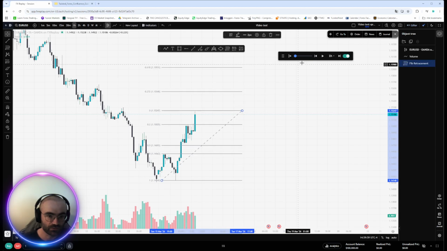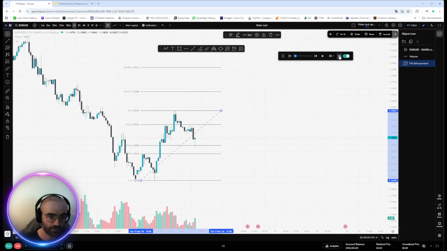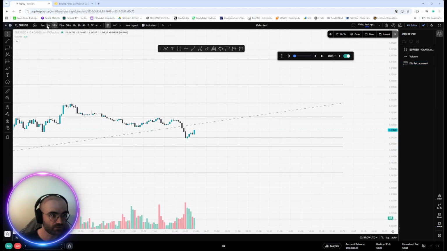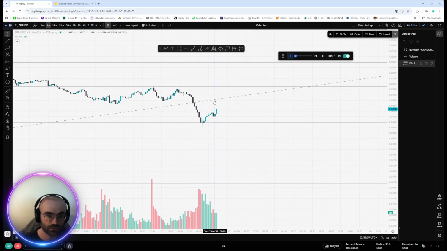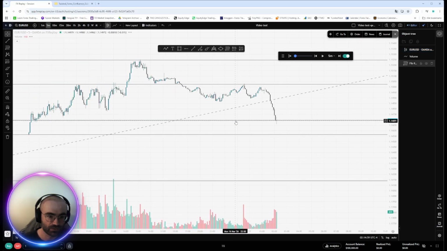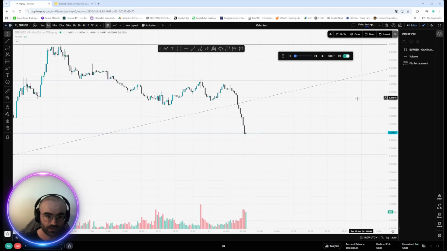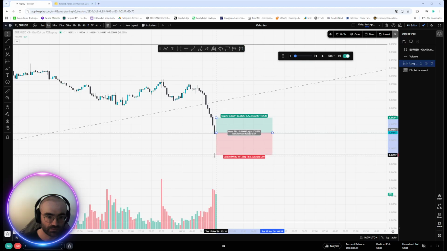So let's trail the area, and it did hit the area. Let's see if we actually got a doji in there. Yeah, we got a perfect doji in there, so I might have skipped too fast. But as you can see here, it reached the 0.5 level. We got the doji, and from here I would be interested in jumping in.